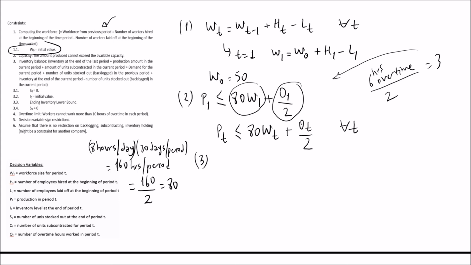Constraint 3, inventory balance. This is going to sound a little complicated, but it is really not that complicated. So inventory at the end of last period plus production amount in the current period plus amount of units subcontracted in the current period must be equal to demand for current period, number of units stocked out in the previous period, and inventory at the end of the current period minus number of units stocked out in the current period.